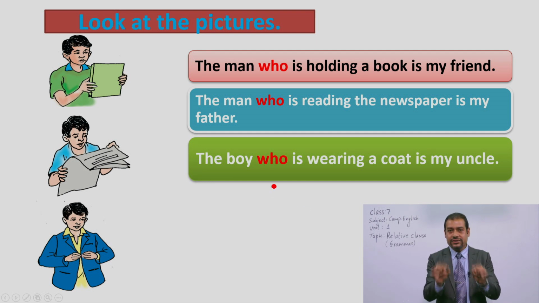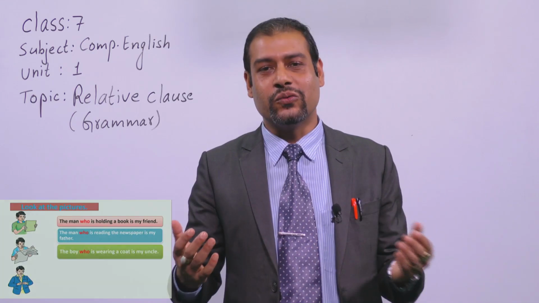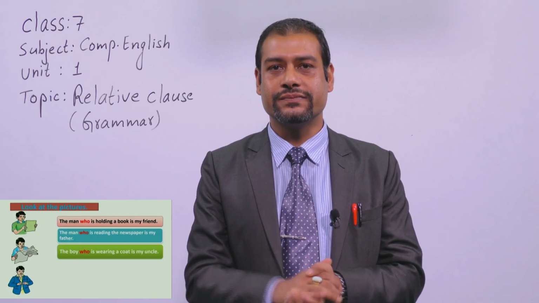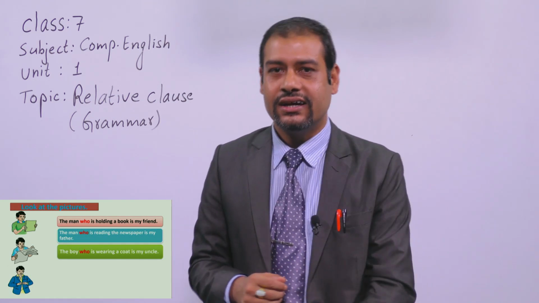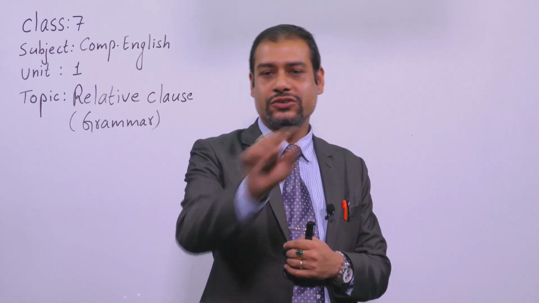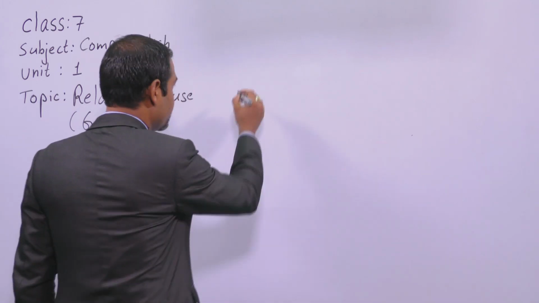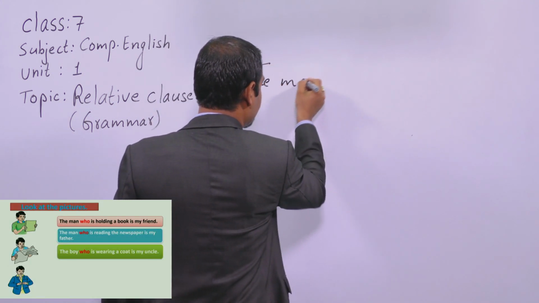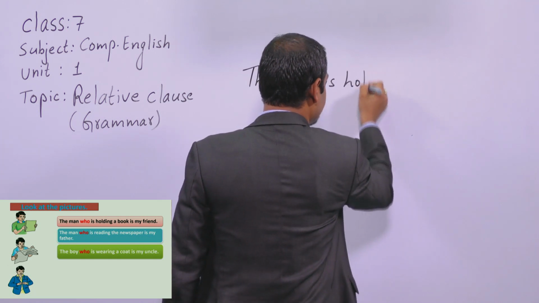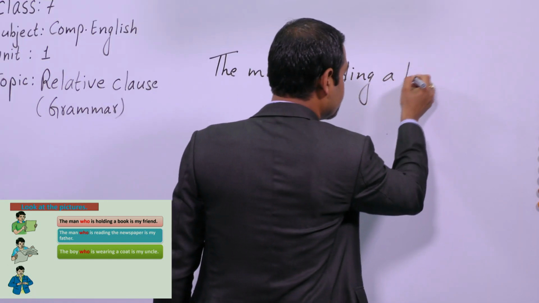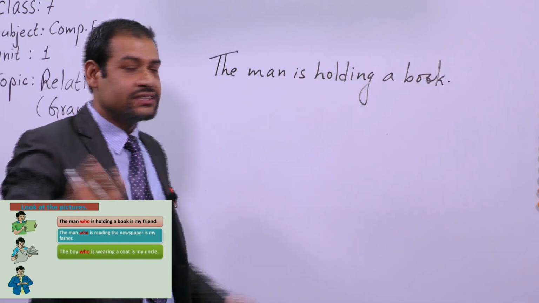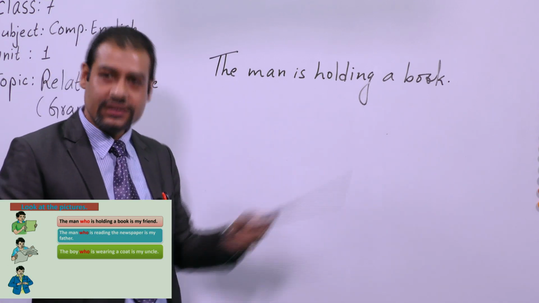Have you found your sentences similar to my sentences? I am going to tell you what we are going to learn, but before that, I would like to first discuss these 3 sentences. If I ask you to divide these sentences into 2, for example, I have written, the man who is holding a book is my friend. Can you divide this sentence into 2 parts? One is, you can write, the man is holding a book. Or you might have written, the man is reading a book.